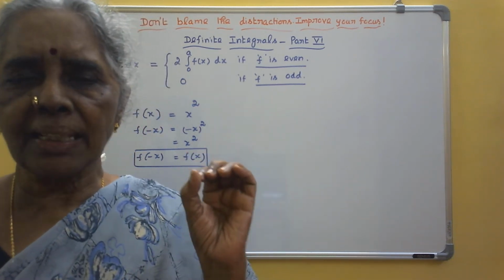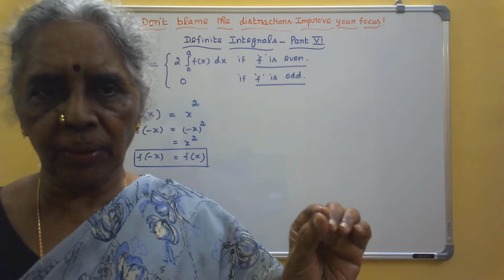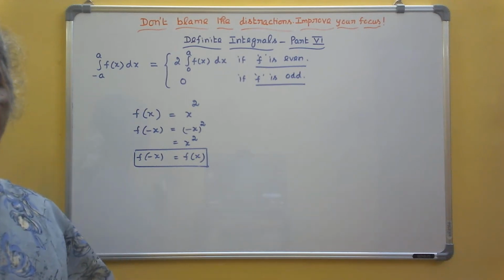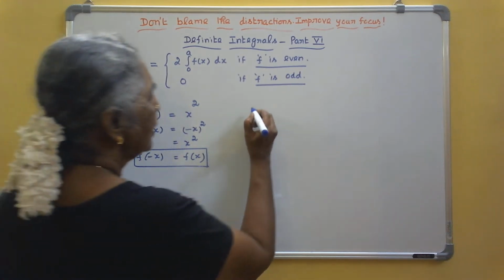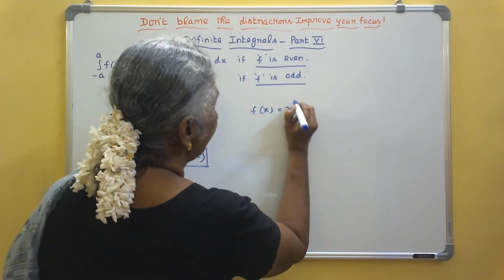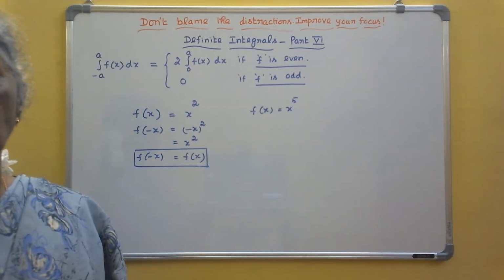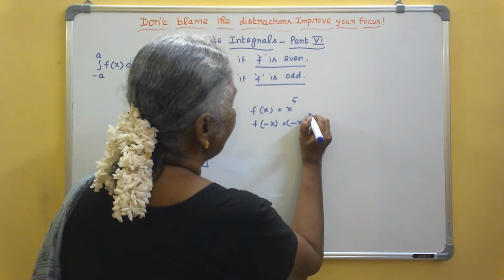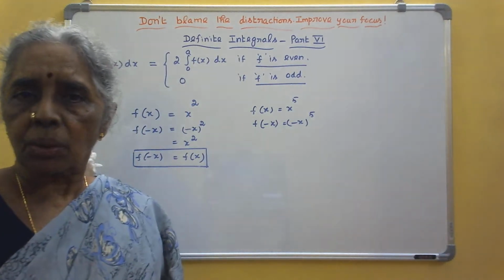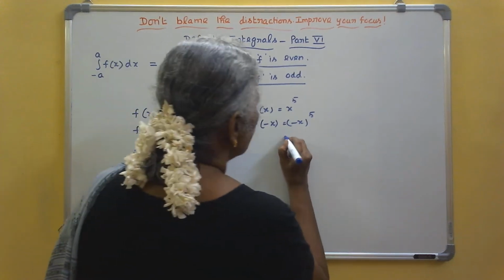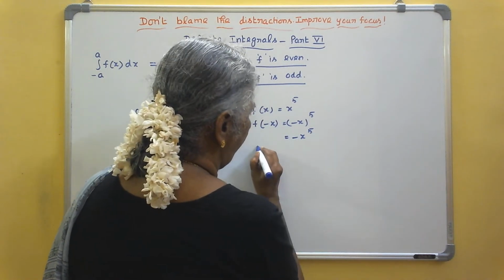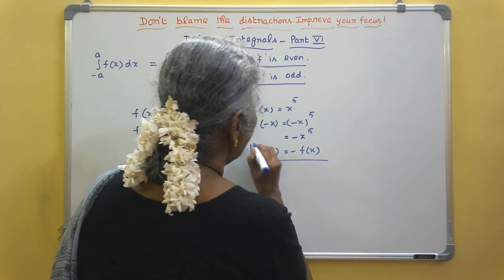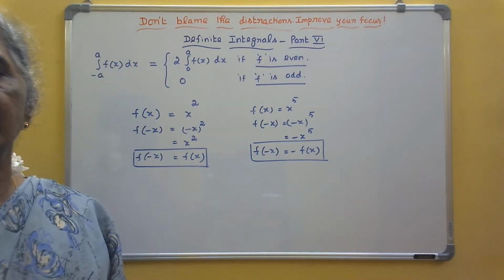So, what is the definition of an even function? If f of minus x is equal to f of x, it is an even function. Now, consider f of x is equal to x power 5. Let us find f of minus x. That will be equal to minus x the whole power 5. Now, minus to the power 5 will be minus. So, you will get minus x power 5. So, f of minus x is minus of f of x. That means f of x is an odd function.